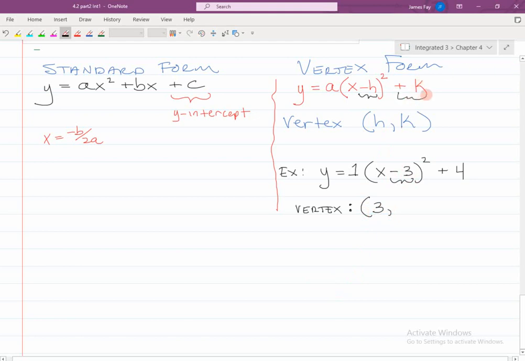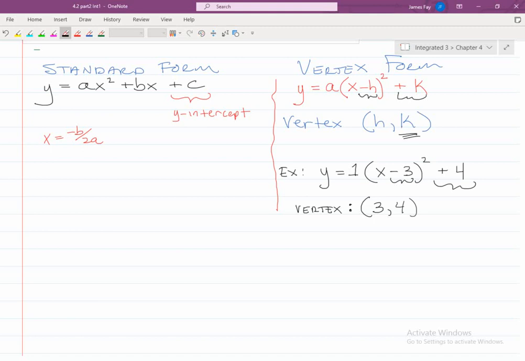And this is positive k right there, and that was positive k. So the k value is whatever that is. If it's plus 4, it would be at 4. If it was negative 4, it would be negative 4. Okay? So the x coordinate is the opposite of what is in the parentheses, and the y coordinate is exactly what is on the outside of the parentheses. Yes?